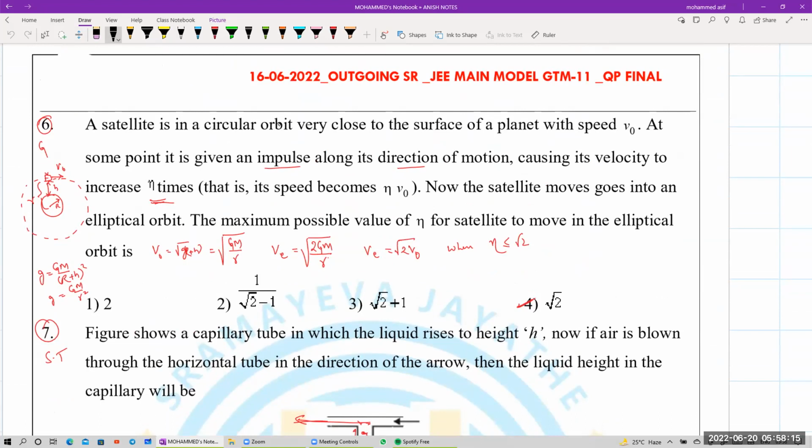When it is at a certain height, g is equal to capital G capital M divided by r plus h whole square. Orbital velocity formula is under root of G M by r plus h. For the surface, it is under root of GM by r. Escape velocity is this much. So the relation between escape velocity and orbital velocity is v is equal to root 2 times v naught. So when eta is less than or equal to root 2, the particle will have the maximum possible velocity for the satellite to move in the elliptical orbit.